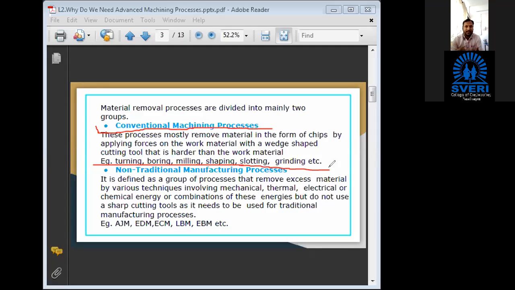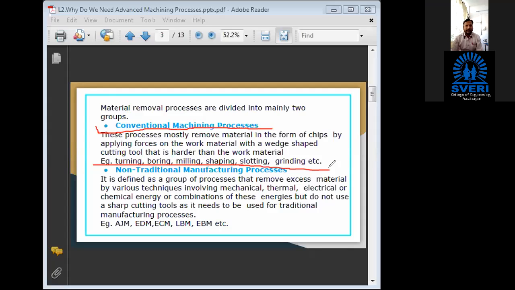What are the examples of the conventional machining processes? Whatever processes we have learned in the machine tools subject, all the processes belong to this conventional machining process. So you can take examples of turning, boring, and drilling also, because the drilling machine is also a conventional machining process.